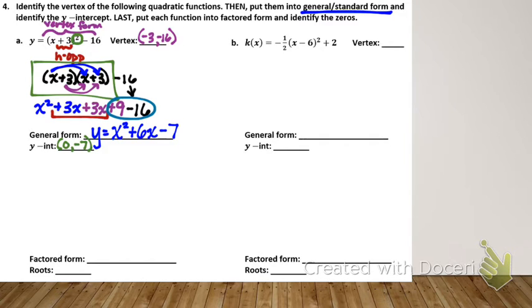All right. What are the A, B, and C values here? 1, 6, and -7. So we've got our A here, our B here, and our C here. Can we use the shortcut on this? Yes. I see that this is 1. So I'm only going to have to use the X.